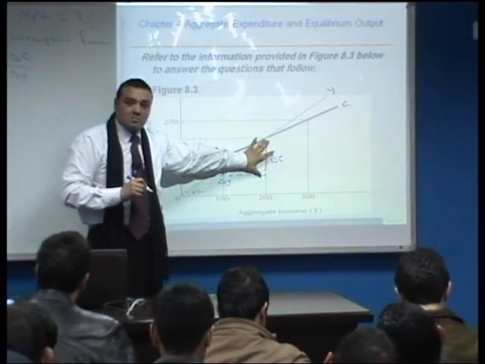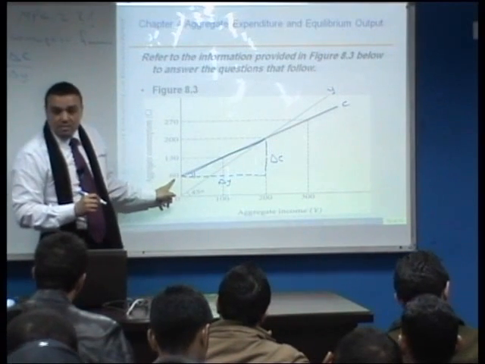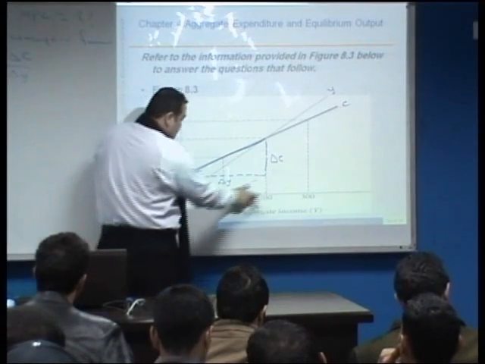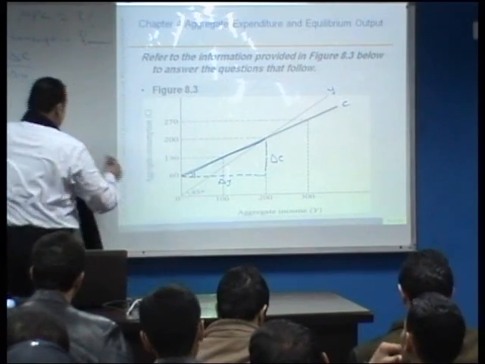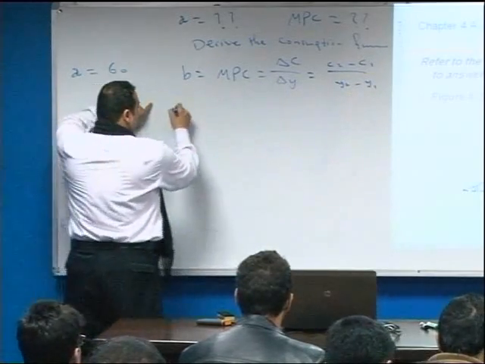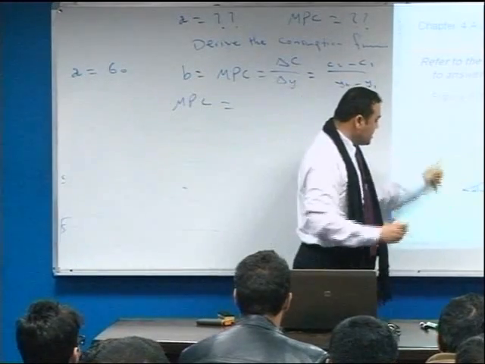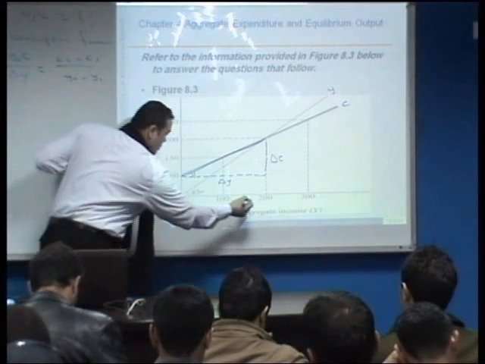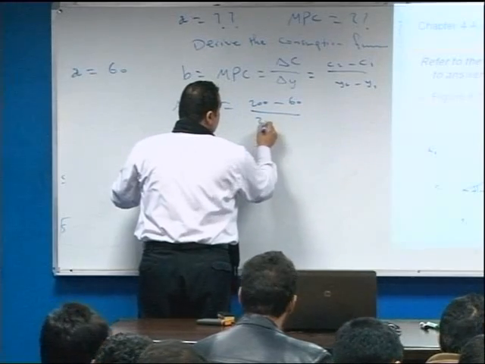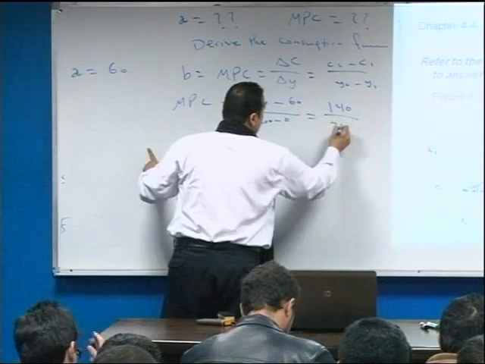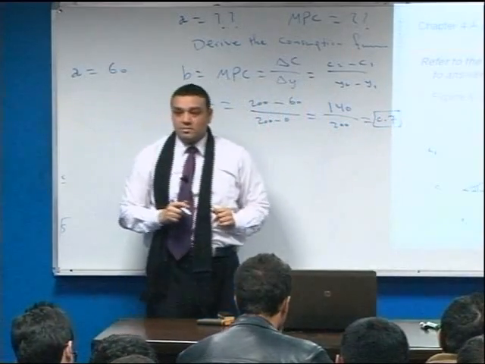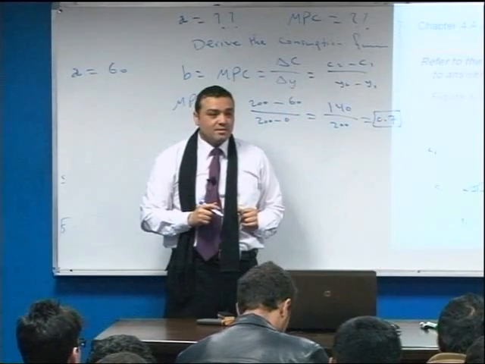This distance equals how much? 200 minus 60, right? And this distance is 200 minus 0, 200. So this is C2 minus C1 over Y2 minus Y1. So MPC equals C2, 200 minus 60, over Y2 minus Y1, 200 minus 0. So it equals 140 over 200, which equals 0.7. This is the marginal propensity to consume. Is there a problem? Okay.